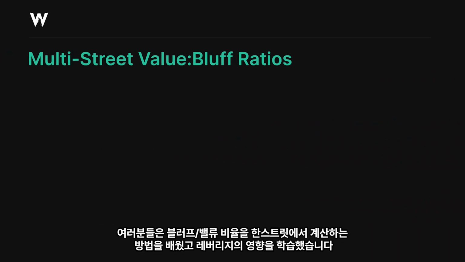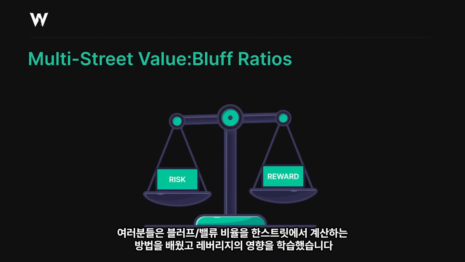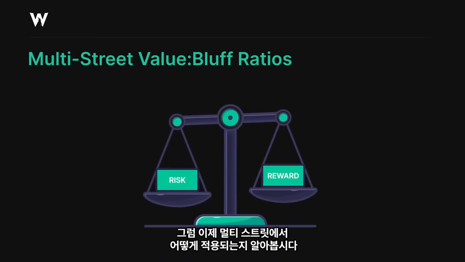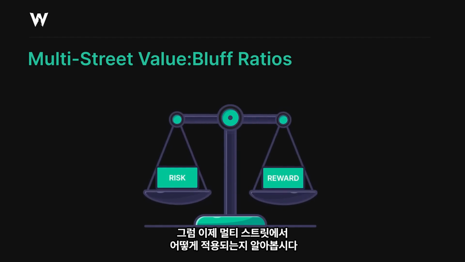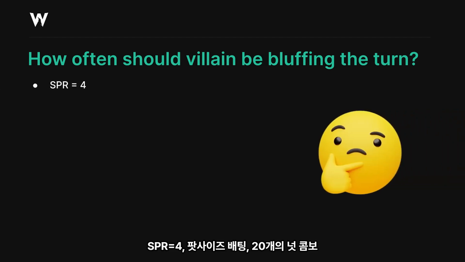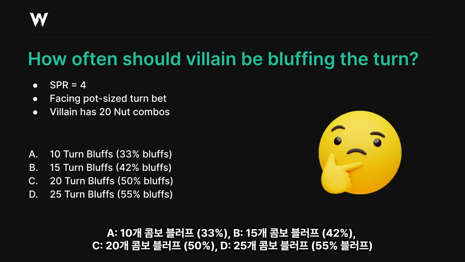Okay, so you understand how to calculate these value to bluff ratios for one street, and we've seen the power of leverage. Now it's time to understand how this extends to multiple streets. So how often should villain be bluffing the turn? If 10 bluffs wasn't enough. Remember, the stack to pot ratio is 4. We're facing a pot-sized turn bet, and there's another pot-sized bet behind on the river, and villain starts with 20 nut combos. How many turn bluffs do they need in order to be balanced on the turn? Take a moment to consider your answer.